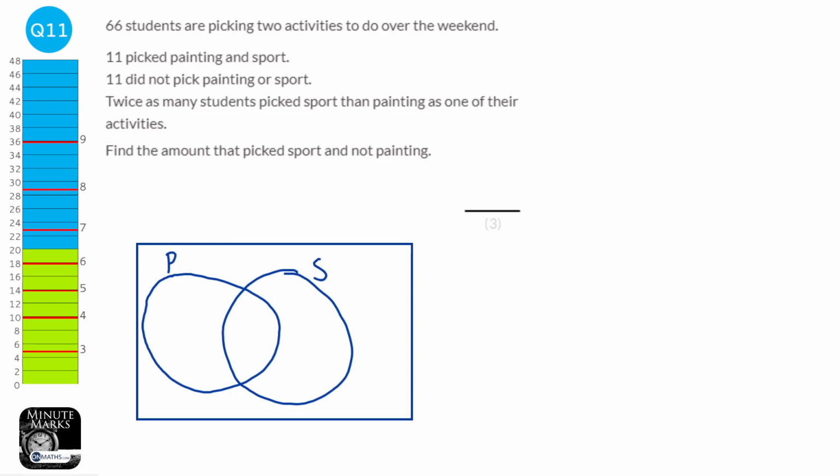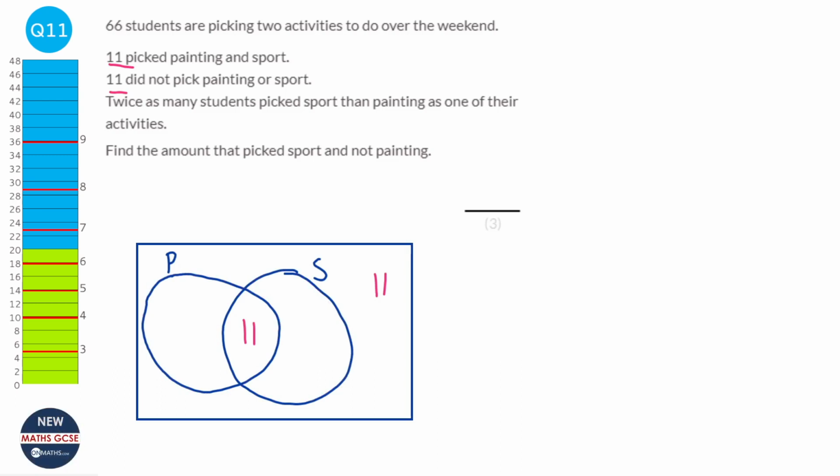So let's start filling in the information it gives us. So 11 picked painting and sport, so that will go in the middle, because that is painting and sport, and 11 didn't pick painting or sport, so they can sit on the outside. Now here's the problem. It says twice as many people picked sport than painting as one of their activities. So it's saying that the total number in the sport circle is twice as big as the total number in the painting circle.